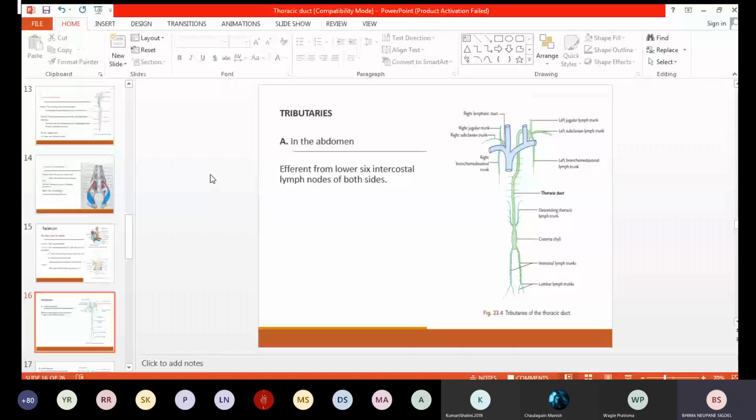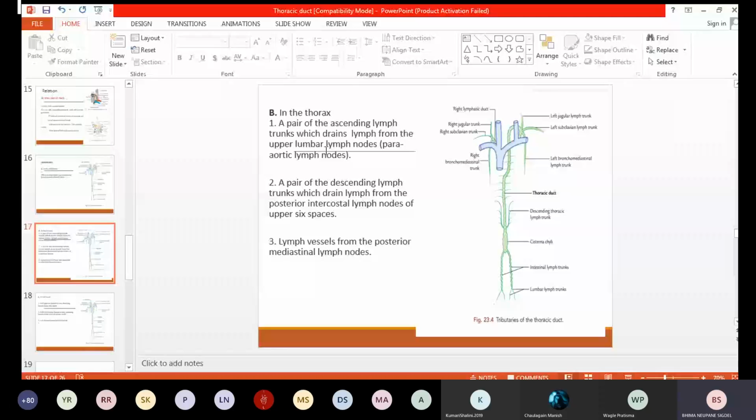After that, in the thorax, there are two lymphatics. The only names you need to remember are the pair of ascending lymph trunks and the pair of descending lymph trunks. If you remember these two, that is sufficient. And the lymph vessels from the posterior mediastinal lymph nodes. So these three drain in the thorax into the thoracic duct.